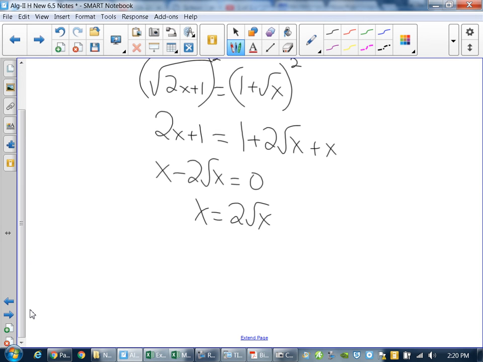Square both sides again. You're keeping it balanced by doing this. If you square both sides, you get x squared. And what's 2 root x quantity squared? 4x. 4x, good. Now set it equal to 0.